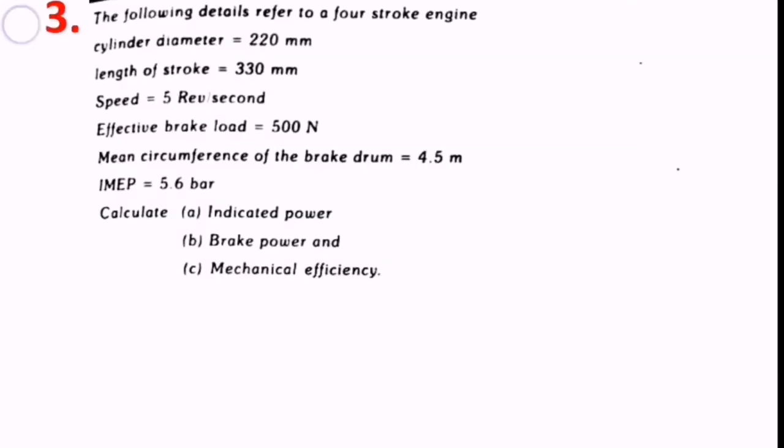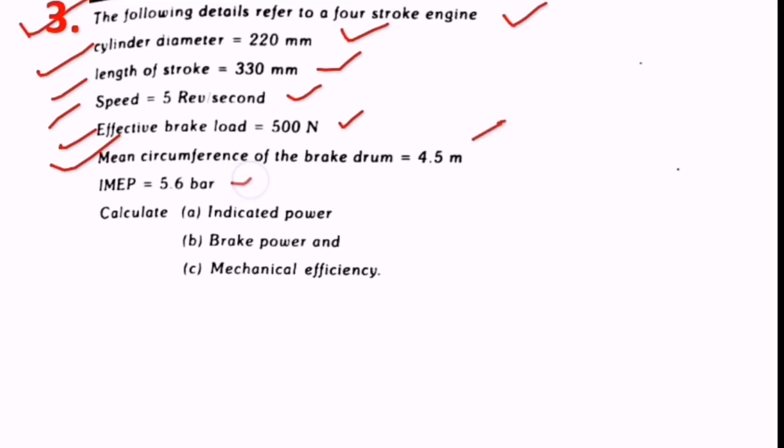Very important. The third question is, the following details refer to a 4-stroke engine. Cylinder diameter is 220 mm, length of stroke is 330 mm, speed is 5 revolutions per second, effective brake load is 500 Newton, mean circumference of brake drum is 4.5 meter, IMEP is 5.6 bar. Find out indicated power, brake power and mechanical efficiency.